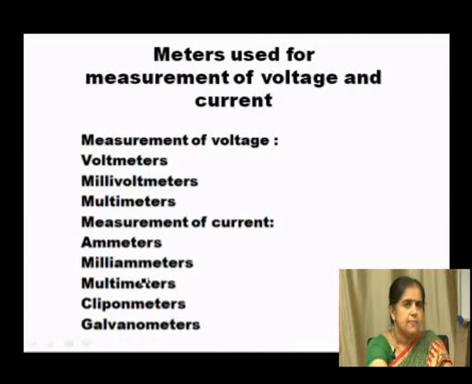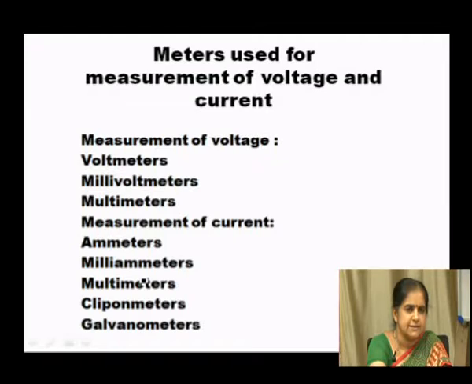The instruments used for the measurement of voltage and current: the instruments used to measure potential difference are voltmeters, millivoltmeters and multimeters. These are the different meters used for the measurement of voltage. The instruments used for the measurement of current are ammeters, milliammeters, multimeters, clampmeters and galvanometers. The galvanometer is usually used to detect the presence of current in the circuit.